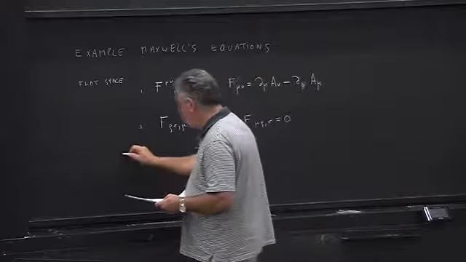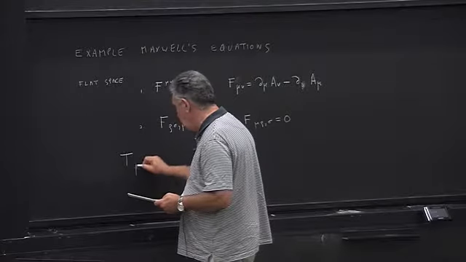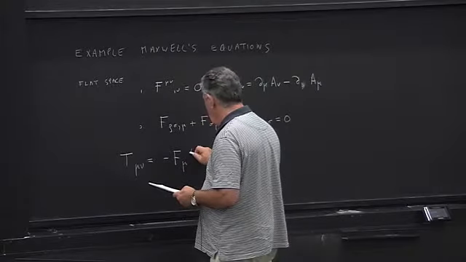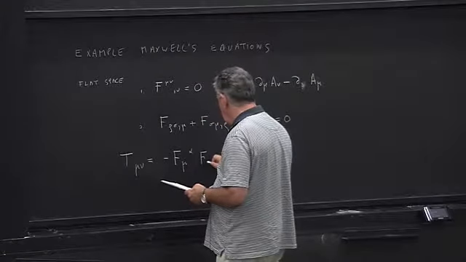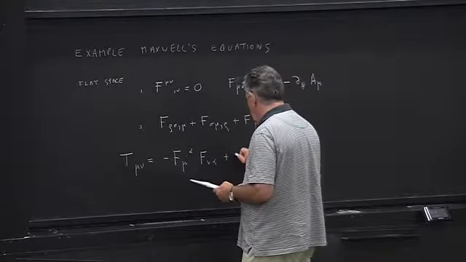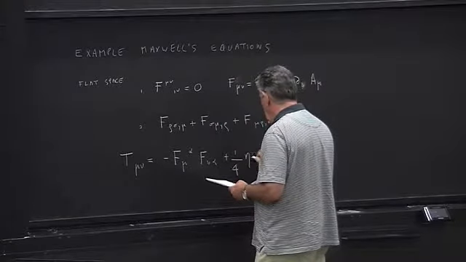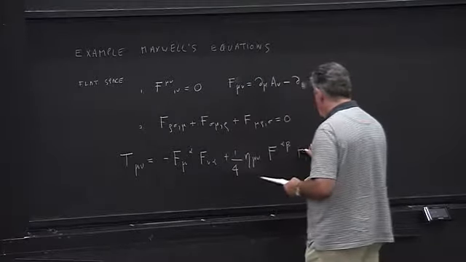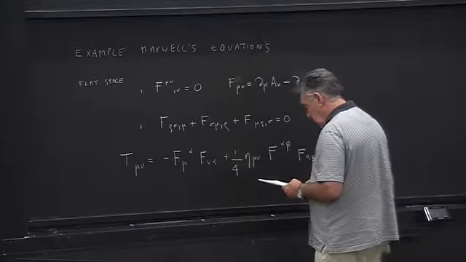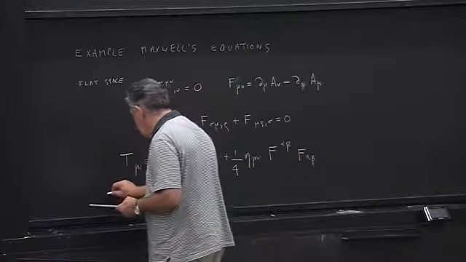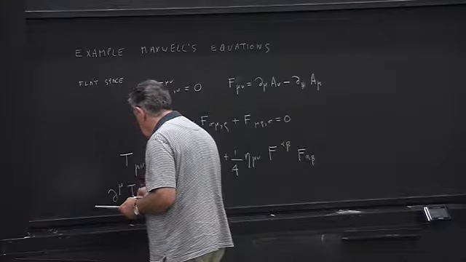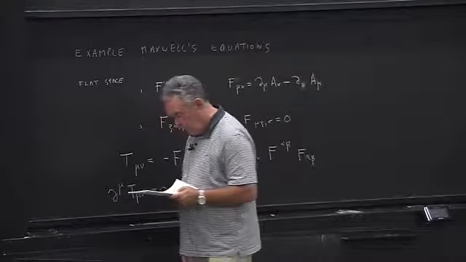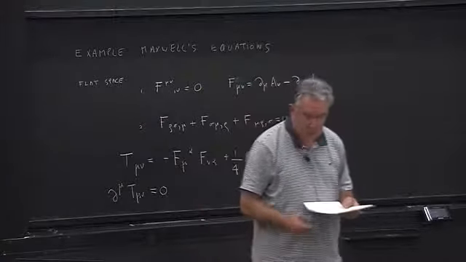Now, there's an energy momentum tensor associated with the Maxwell field, which I'll just quote: T^{μν} = F^{μα}F^ν_α + 1/4 η^{μν} F_{αβ}F^{αβ}. And it has the property that it's conserved, ∂_μ T^{μν} = 0, as a consequence of the field equations.